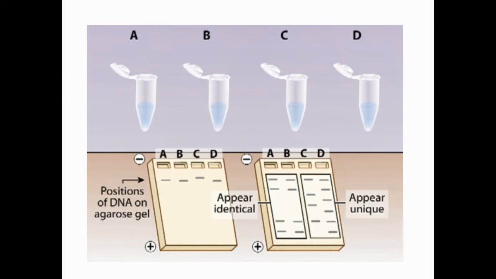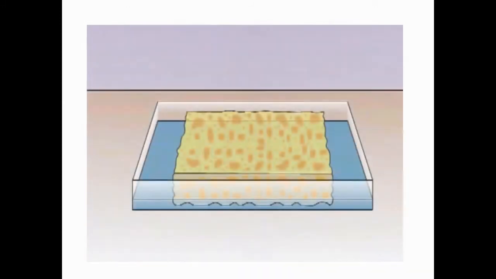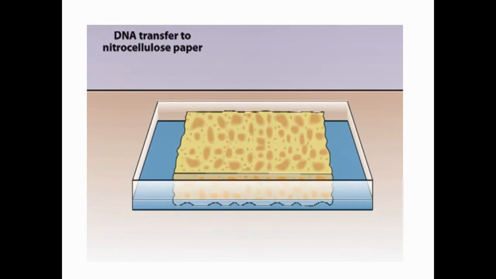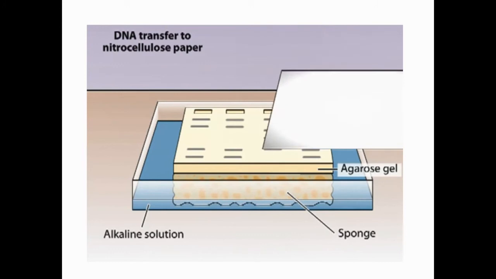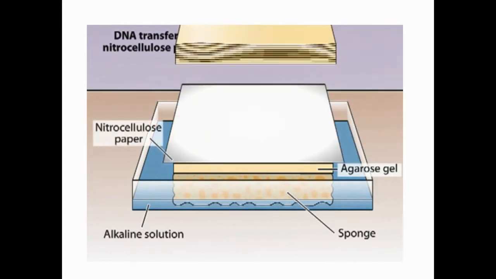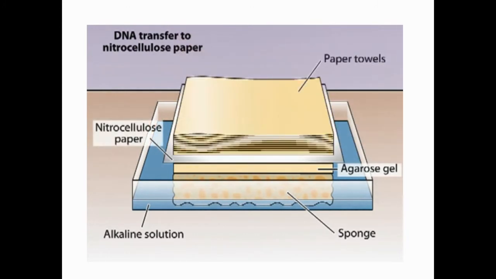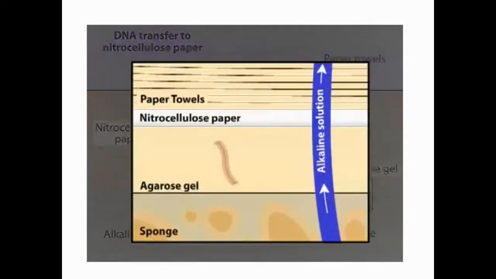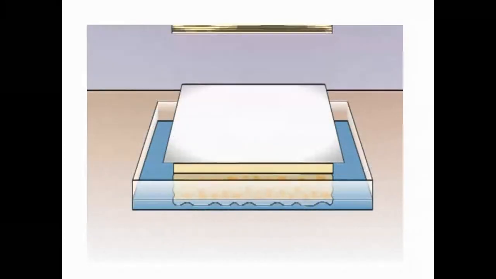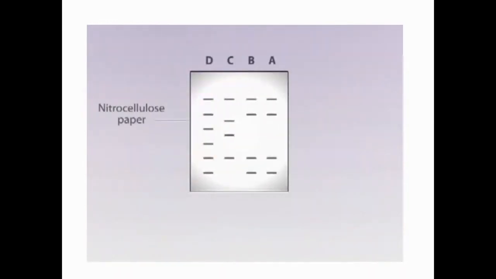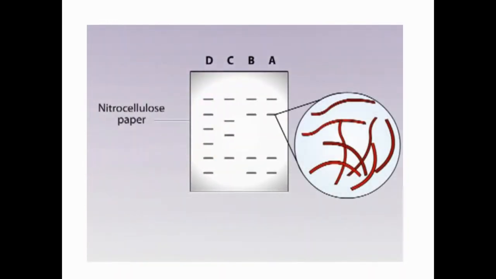An apparatus is set up to transfer the DNA in the gel onto a solid support, such as nitrocellulose paper. The gel is placed on top of a sponge, soaking in an alkaline solution. Nitrocellulose paper is placed on top of the gel, and a stack of paper towels is added on top of the nitrocellulose. The solution is drawn to the stack. The DNA denatures in the alkaline solution as it's carried up the stack. The DNA stops traveling when it reaches the nitrocellulose. If we could see the DNA on the nitrocellulose paper, it would show the same pattern of DNA bands as existed on the agarose gel.